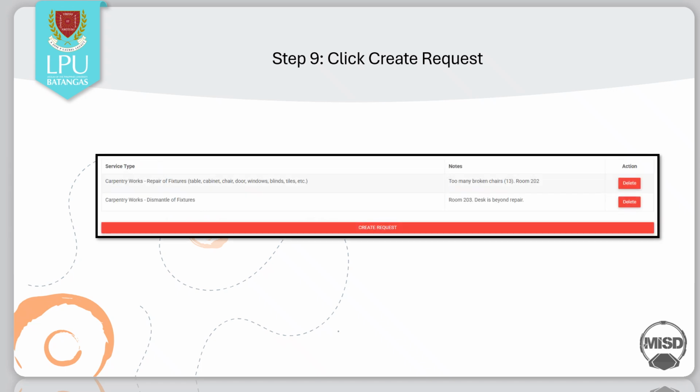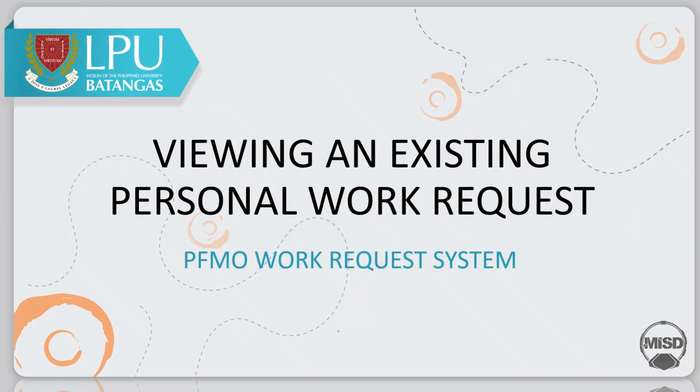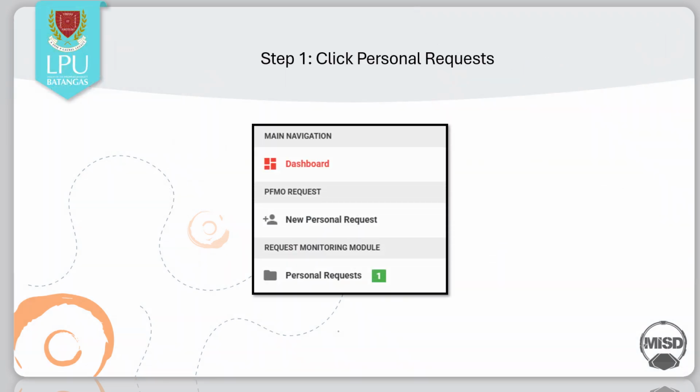Once you are done filling out the form and adding services, click Create Request. And that's how you create a personal work request. And now it's time to learn how to view a personal work request. First, on the sidebar, find and click Personal Requests.